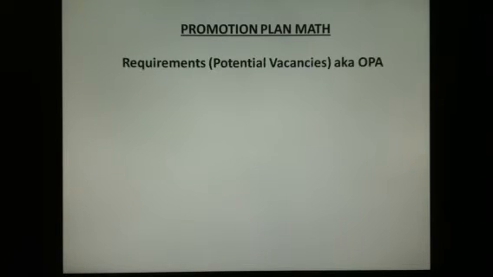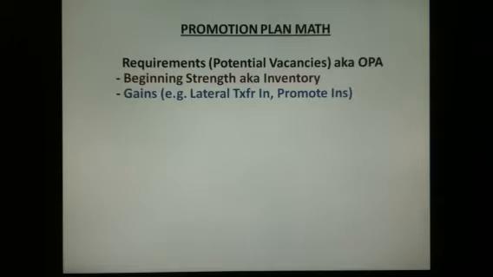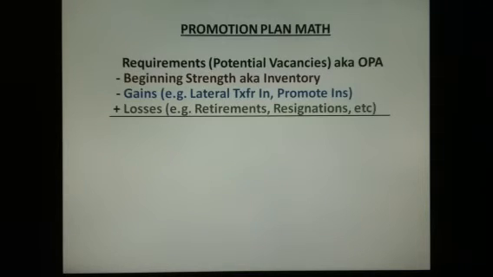Well, first, we start with the number of requirements. These represent potential vacancies and are also known as OPA, or Officer Programmed Authorizations. From that, we subtract our beginning strength, which is also known as our inventory, and this is simply the number of officers that you have within each pay grade. We then subtract the number of gains, for example, if an officer lateral transfers into the community or is promoted from a lower rank. We also then add in our losses, for example, retirements and resignations, and that gives us the number of selects.